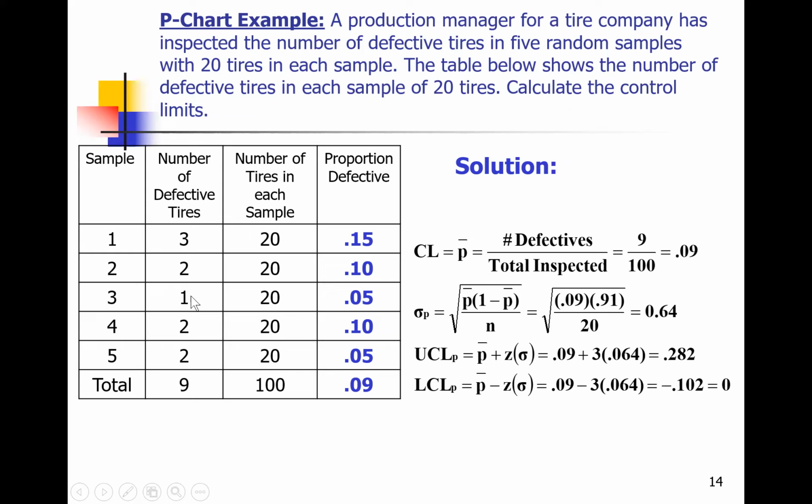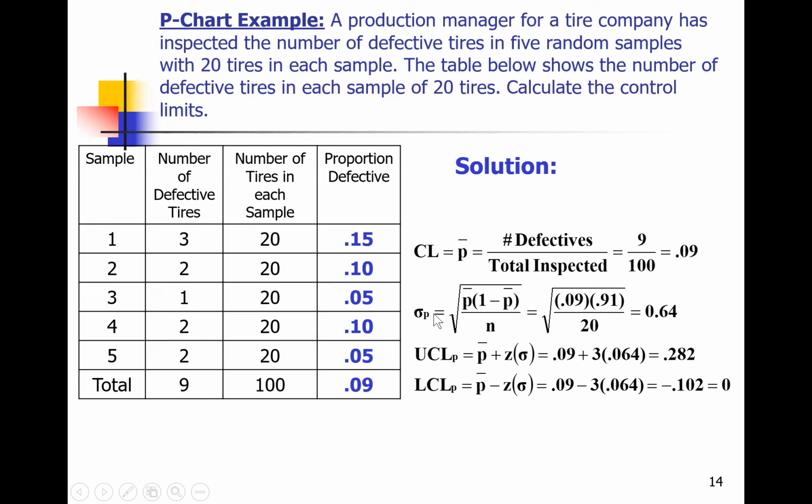Number of defective tires: 3, 2, 1, 2, and sample numbers 1, 2, 3, 4. Number of defective tires in each sample: 3 out of 20, 2 out of 20, 1 out of 20, 2 out of 20, 2 out of 20. These are the 5 samples, these are the defect numbers, and these are the total observations in the sample. So what is the control limit? Here we use P bar. P bar means 9 divided by 100. Total observations are 100 and 9 are defective. So 9 divided by 100 equals P bar.